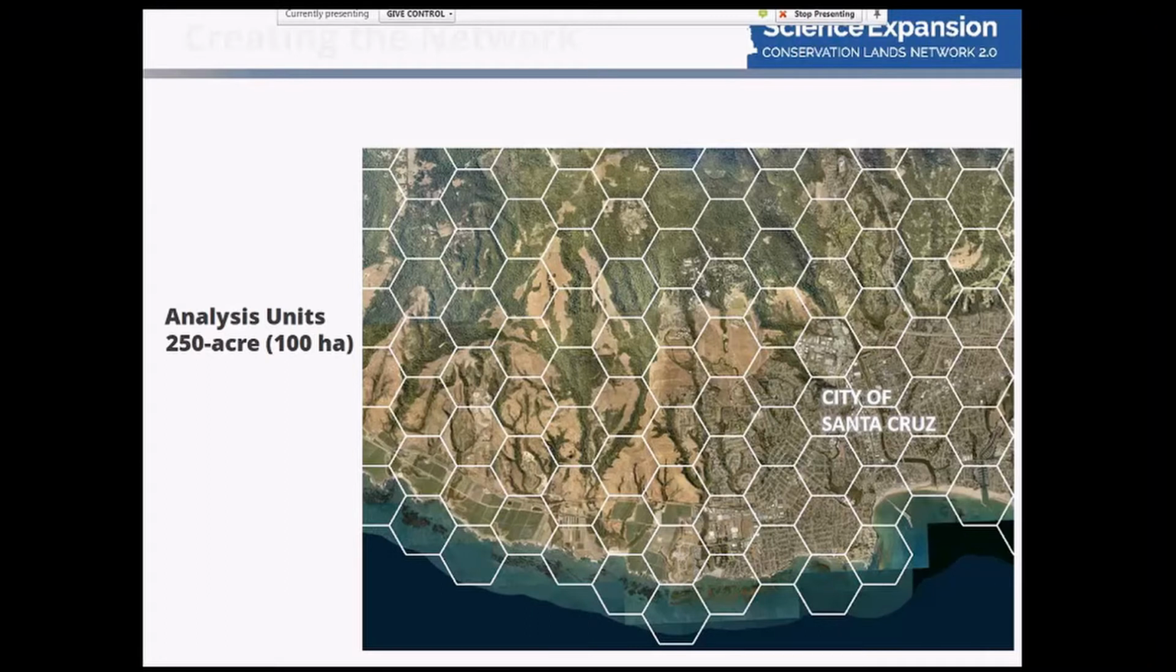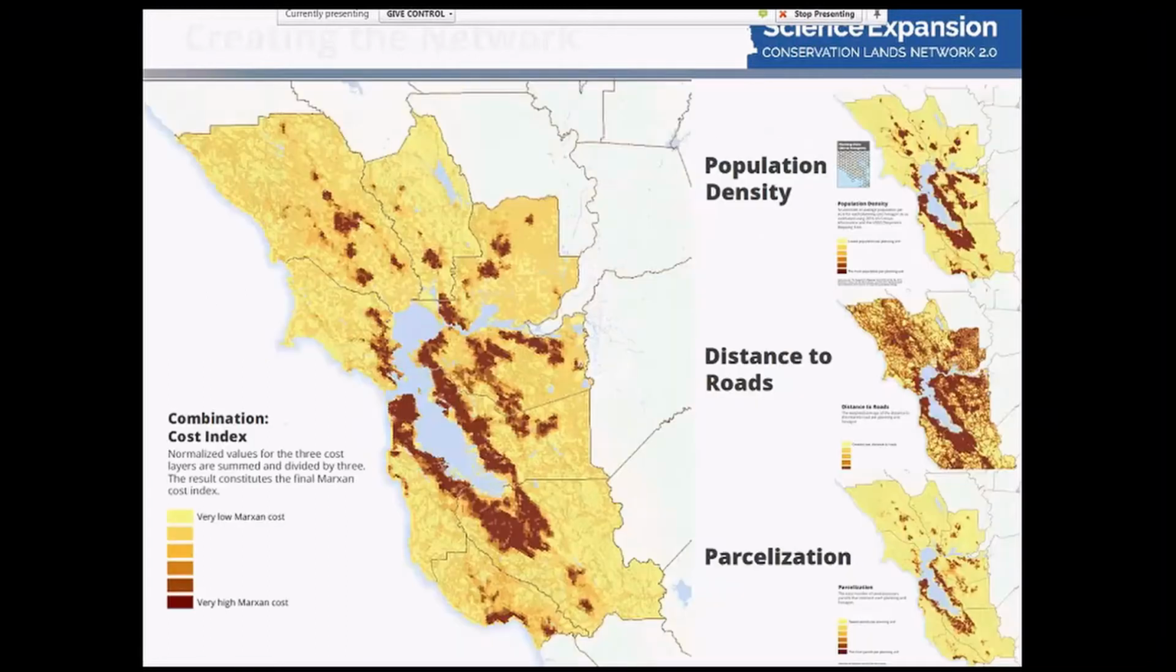We use 250-acre or 100-hectare hexagons. 250 acres is a good estimate for a typical land conservation project in the Bay Area, so this mirrors one of those types of projects. For each one of those analysis units, we calculated a cost index. This is based on population density, distance to roads, and parcelization, and it goes into the model to bias the network toward more intact, less disturbed areas.